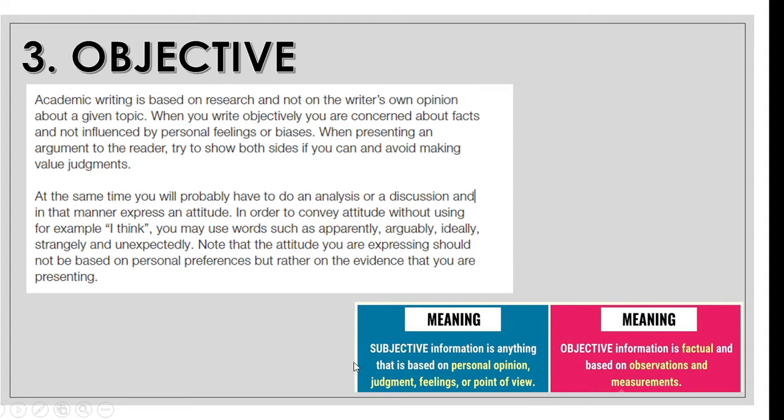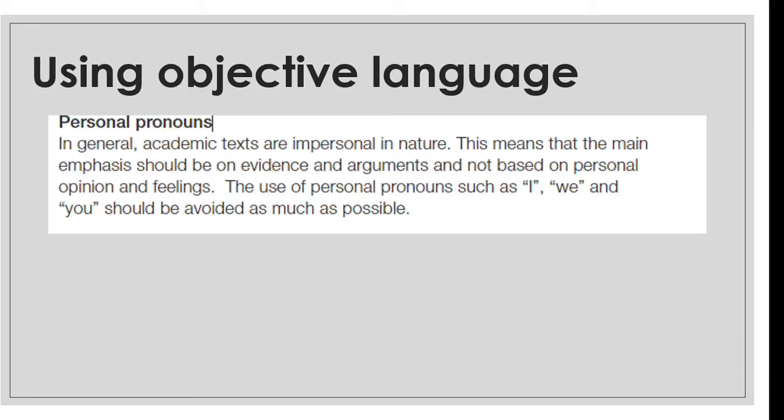Subjective information is anything that is based on personal opinion, judgment, feelings, or point of view. On the other hand, objective information is factual and based on observations and measurements. Using objective language, there are different ways to attain it. For example, in the use of personal pronouns, there are some rules. In general, academic texts are impersonal in nature. This means that the main emphasis should be on evidence and arguments and not on personal opinion and feelings.